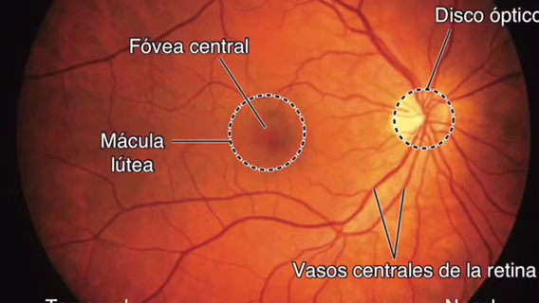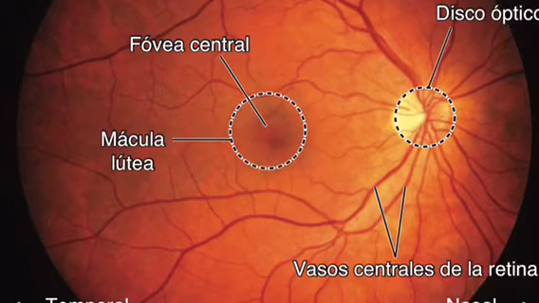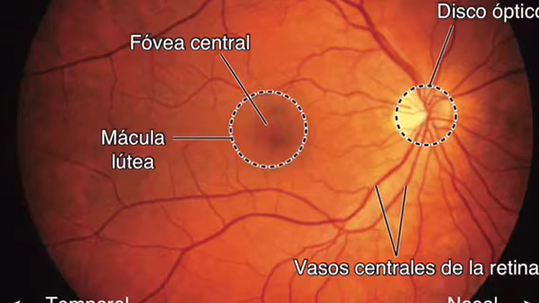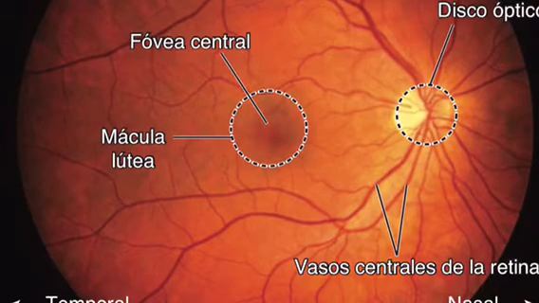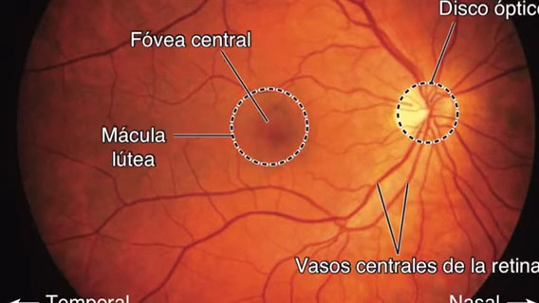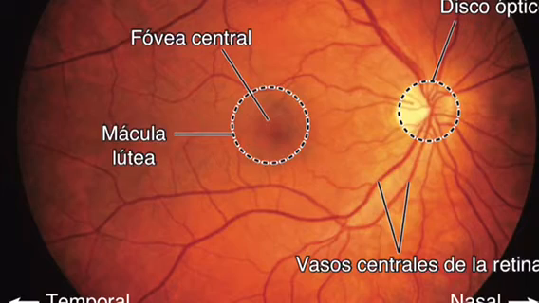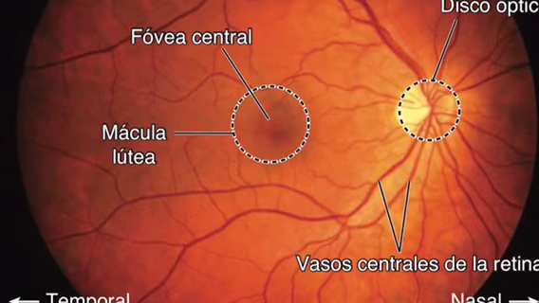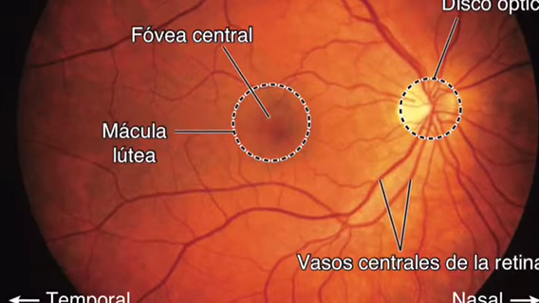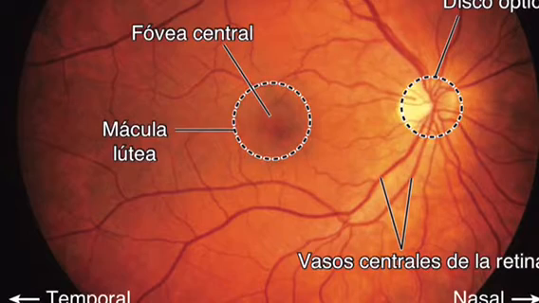From the center of the optic nerve, central retinal vessels emerge. The artery divides into upper and lower branches, each of which further divides into nasal and temporal branches. Veins have a similar pattern of tributaries.